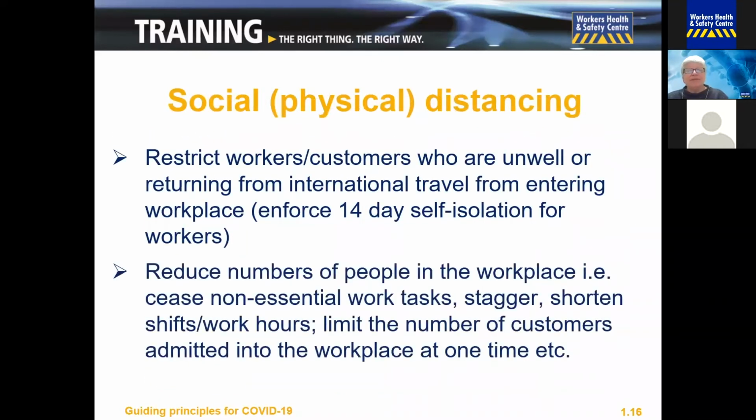There are a number of social distancing measures workplaces can consider. These include restricting workers and customers who are unwell from entering the workplace, and reducing the numbers of people in the workplace. For example, postponing non-essential work tasks, staggering or shortening shifts, shortening work hours, and limiting the number of customers admitted to the workplace at any one time.